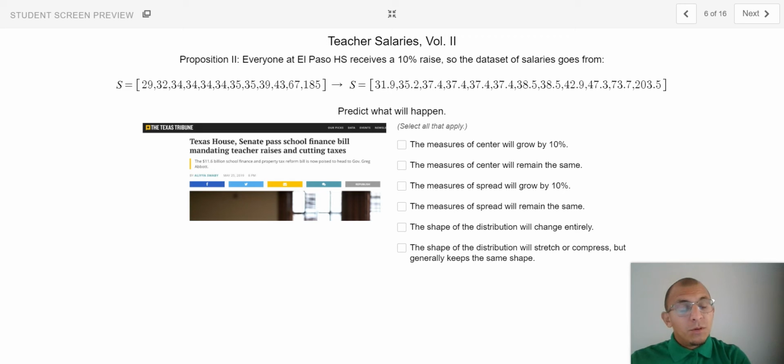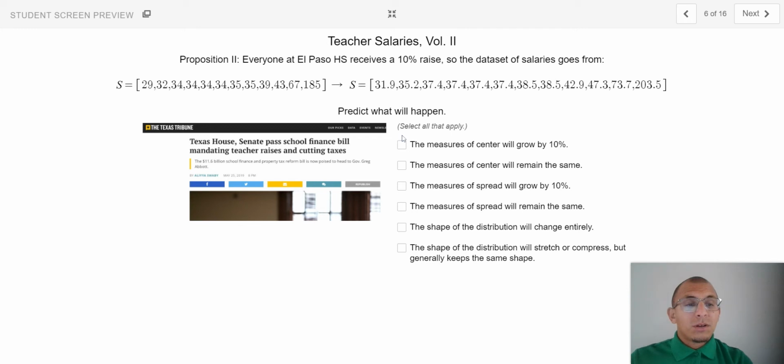If you're not familiar with percentages, when we apply a percentage growth or percentage decrease to a particular data value, we do that utilizing multiplication. So in this regard, we're going to be multiplying each of these data values here on the left-hand side by 1.10, the 0.10 representing 10%.